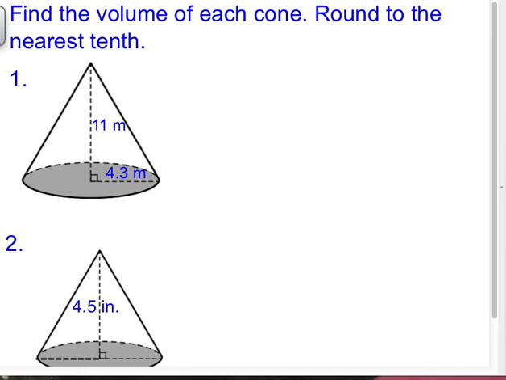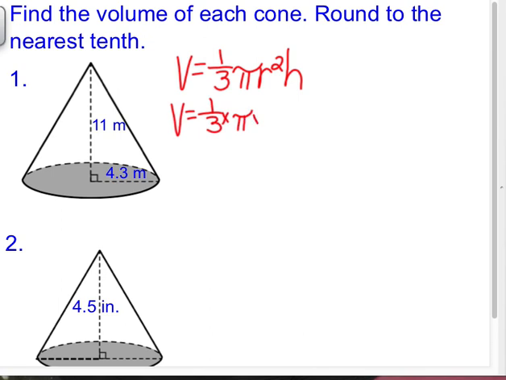Here we go. This page says find the volume of each cone and round to the nearest tenth. Step 1 is always to write your formula: 1/3 pi radius squared times the height. At this point I just need to plug in the radius value and the height value. It's going to be 1/3 times my pi button times my radius, which is 4.3, which I'm going to have to square, times the height, which is 11.